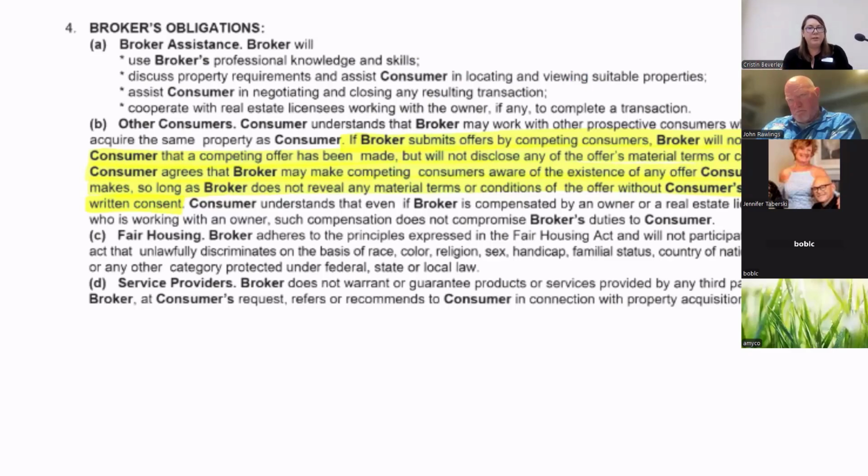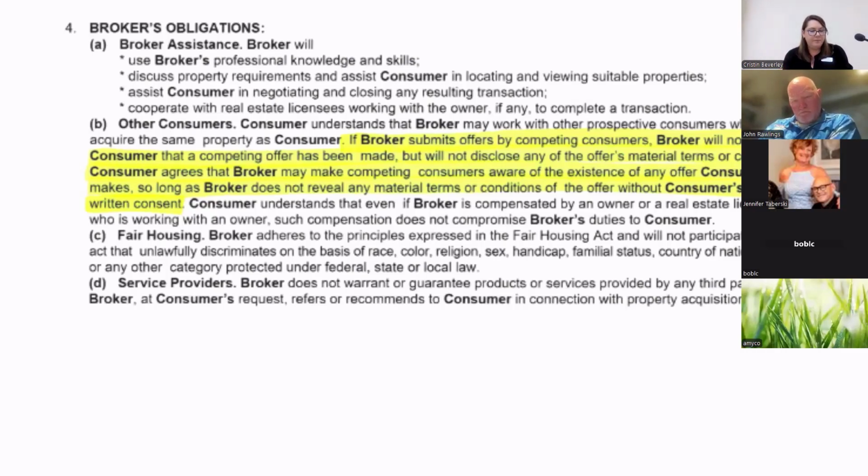Make sure they're clear on what the agreement states. If the broker submits offers by competing customers, the broker will notify the consumer that a competing offer has been made, but will not disclose any of the offer's material terms or conditions. The consumer agrees that the broker may make competing consumers aware of the existence of any offer the consumer makes, so long as the broker does not reveal any material terms or conditions of the offer without the consumer's prior written consent. So no secrets in real estate here.